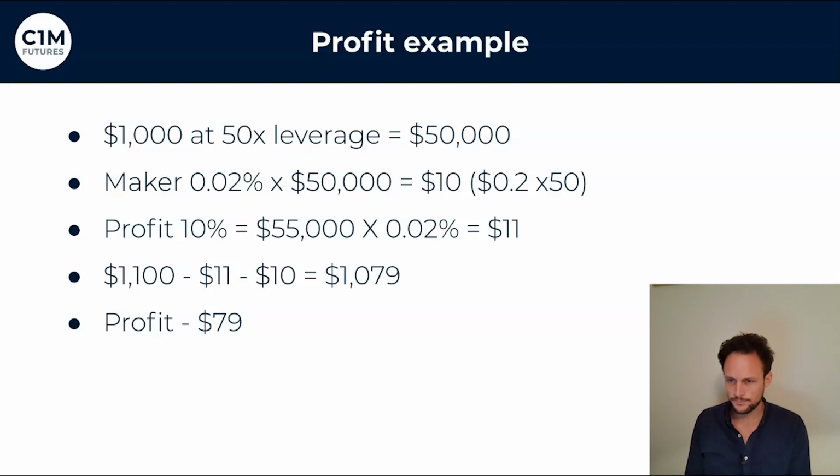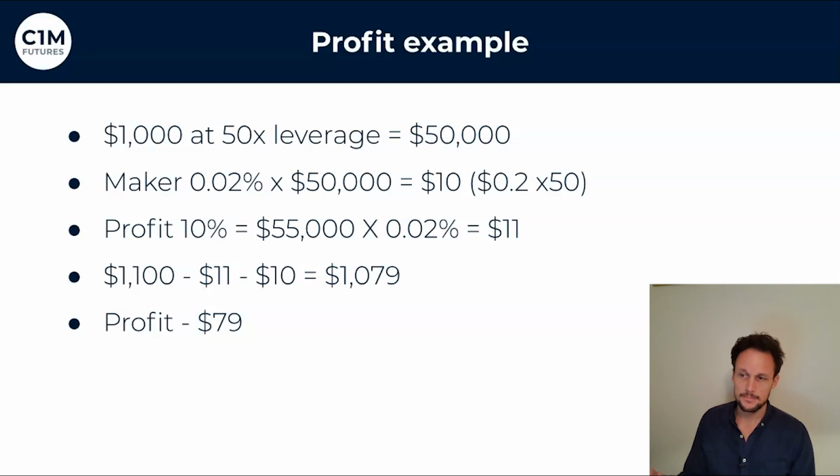Profit example: we're going to use $1,000 at 50x leverage here. So if you had $1,000 you were going to trade with, in your futures wallet, you're going to do a trade, you're going to use 50 leverage. So in essence, you'd be trading 50,000. The maker, the limit order to open your position, will be 0.02% times the 50,000. So that would be $10 paid to Binance as part of the fees.